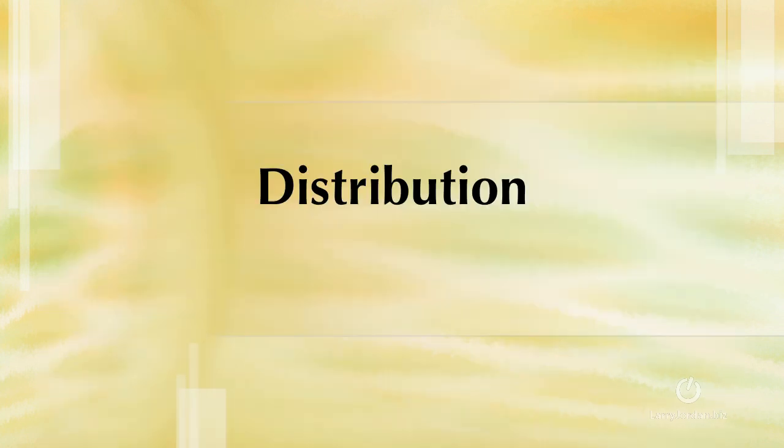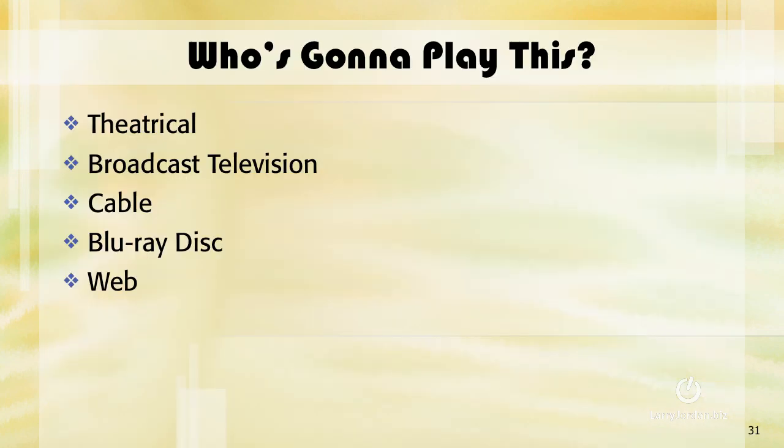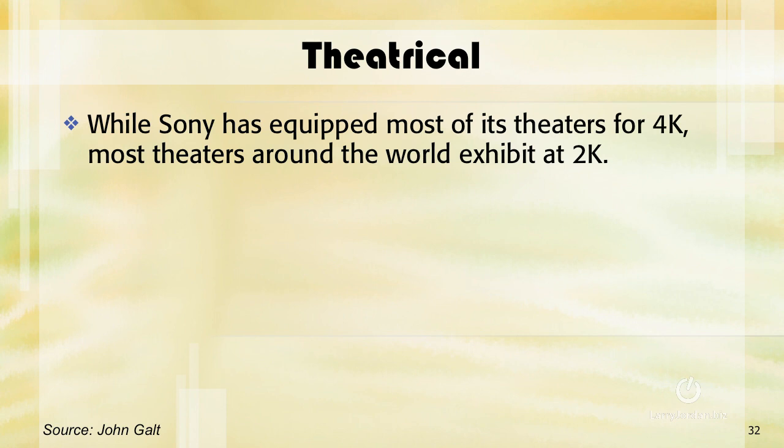Well, let's shift our focus over to distribution. Who's going to play these 4K images? Theatrical, broadcast television, cable, Blu-ray Disc, and the web. With Theatrical, while Sony has equipped most of its theaters for 4K, most theaters around the world exhibit at 2K. So here you are, you shot 4K, you edited 4K, you've output 4K, but you can't show 4K theatrically.